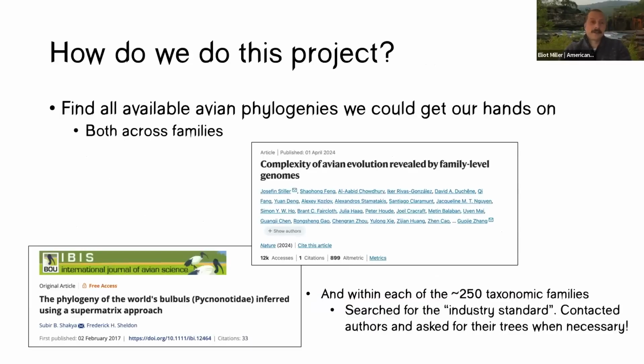So as I said, we're taking these phylogenies and we're curating them, entering them into the Open Tree of Life system. That means I needed to go through the literature and find any published phylogeny I could get my hands on. That applies both across families and within families. At this point, I've carefully gone through all of the 250 or so bird families and found the best available phylogeny for each, and then I've entered it into the system. And we also have family level phylogenies like this recent Stiller one in Nature that I know some folks were interested in.